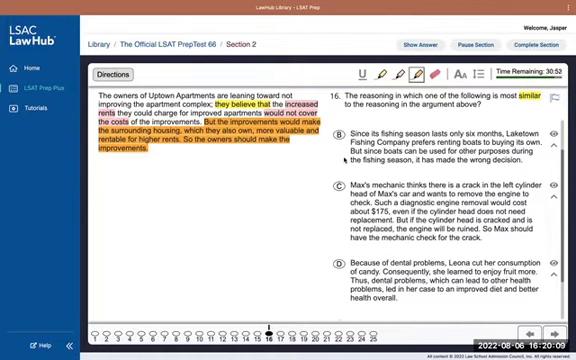Okay. So B, since the fishing season lasts only 6 months, Lake Town Fishing Company prefers renting boats to buying its own. But since boats can be used for other purposes during the fishing season, it has made the wrong decision. So this is, yeah, not quite the same. This is a fishing company that rents boats.